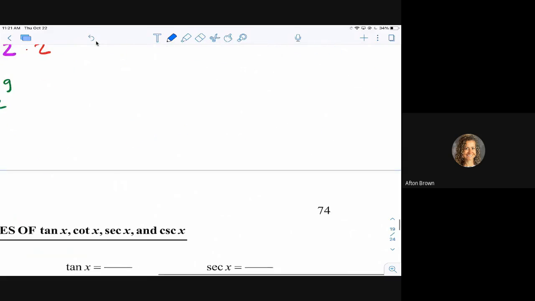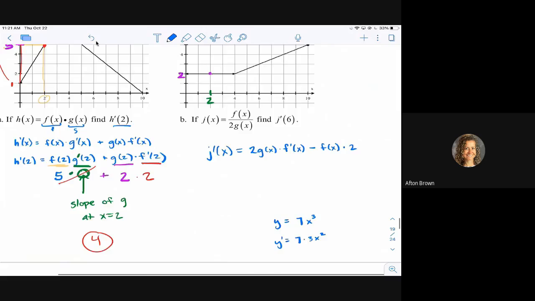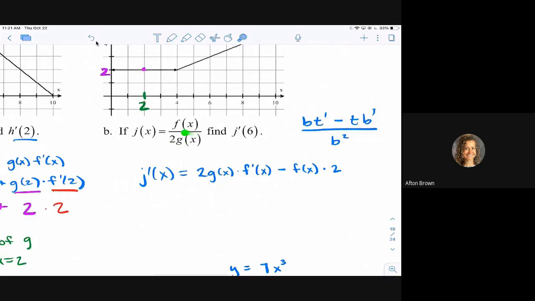Let me give you something else. What if I told you a function was like 7x cubed? What's the derivative of that? 21x squared. Good, because the 7, the number in front, doesn't go anywhere, but you still have to multiply by the derivative of the function, right? So when we take the derivative of this piece, the 2 stays, but we still have to multiply by g prime. So it's 2g prime. Yeah, that's the place where I see mistakes.